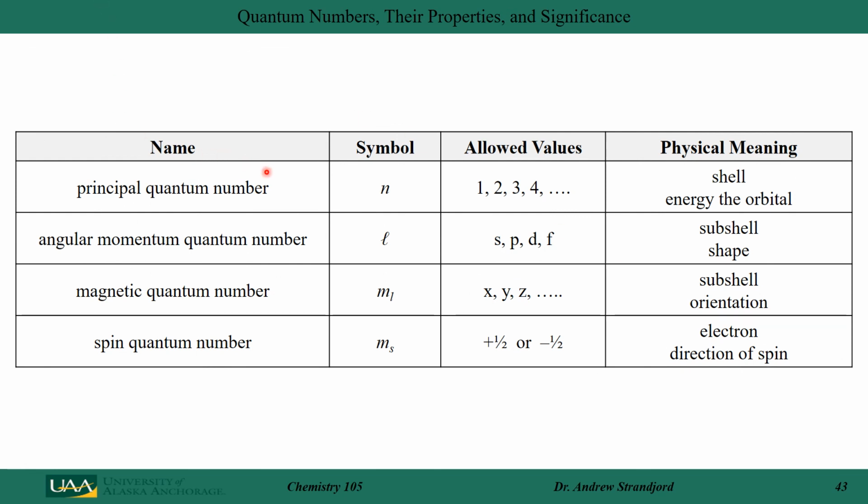So let's review all that. My principal quantum number, we symbolize that by n. It has integer values 1, 2, 3, or 4. And we typically discuss that as the shell, or the energy of the orbital. When we talk about the angular momentum quantum number, we represent that by the symbol L. My allowed values are s, p, d, and f. And that tells me the shape of the orbital itself.